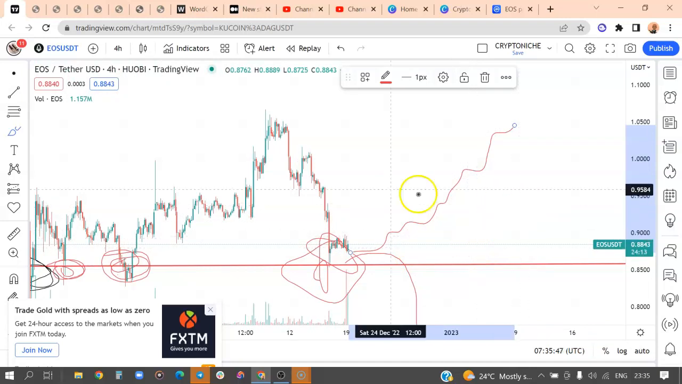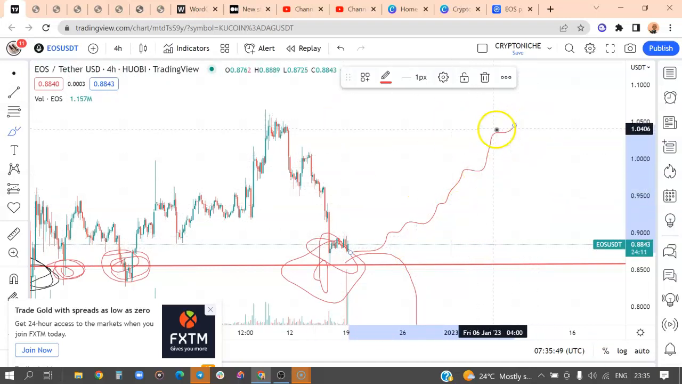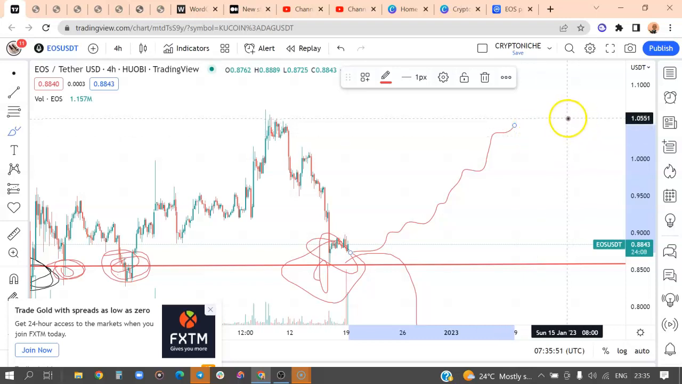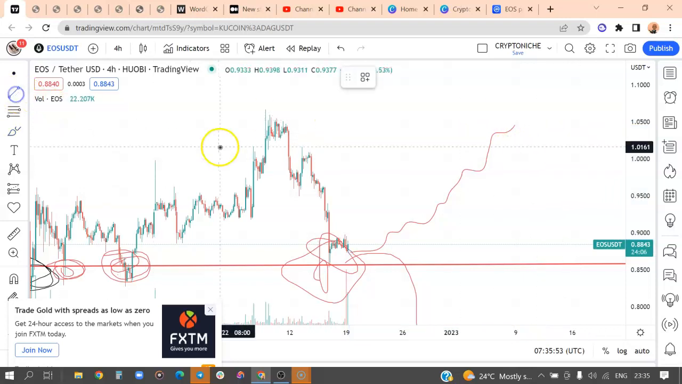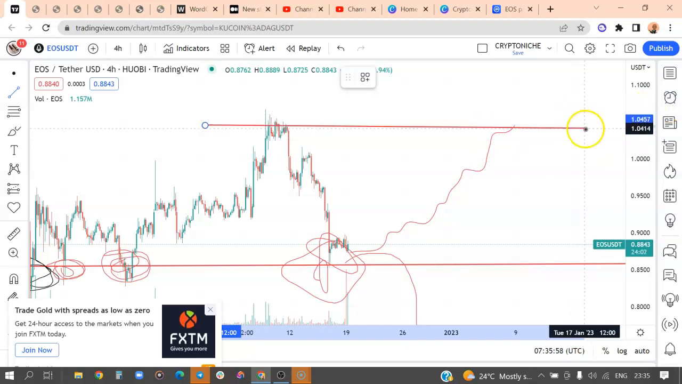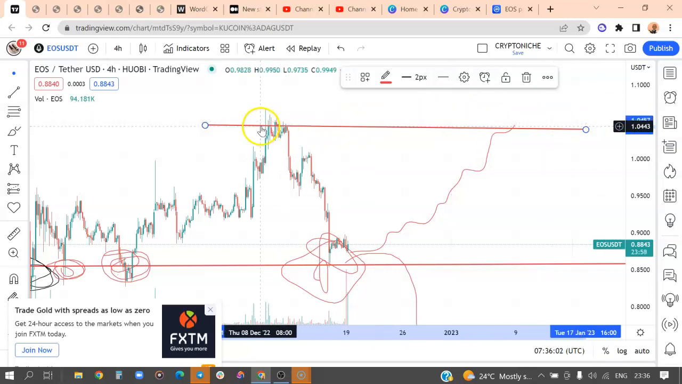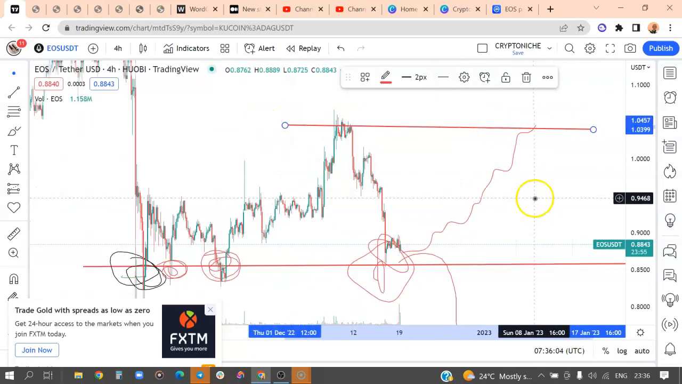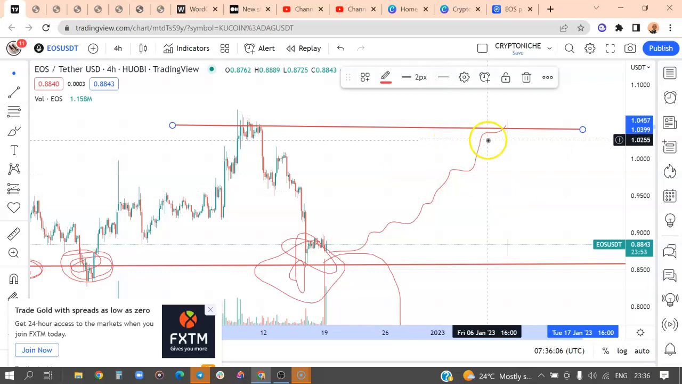I told you that this market structure could possibly form another resistance here, at this point. Then you know that this is a resistance, and the reason it makes sense here is to short this resistance.